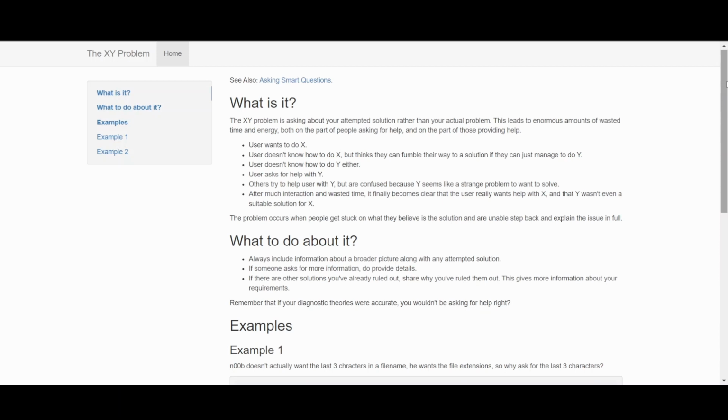A user wants to do X. The user doesn't know how to do X, but thinks they can fumble their way to a solution if they can just manage to do Y. The user doesn't know how to do Y either. The user asks for help with Y. The others try to help the user with Y, but are confused because Y seems like a strange problem to want to solve. After much interaction and wasted time, it finally becomes clear that the user really wants help with X, and that Y wasn't even a suitable solution for X. The problem occurs when people get stuck on what they believe is the solution and are unable to step back and explain the issue in full.